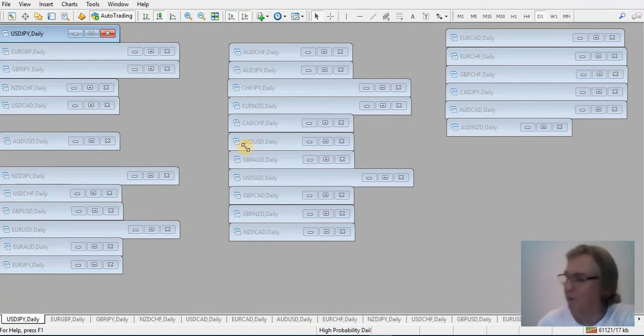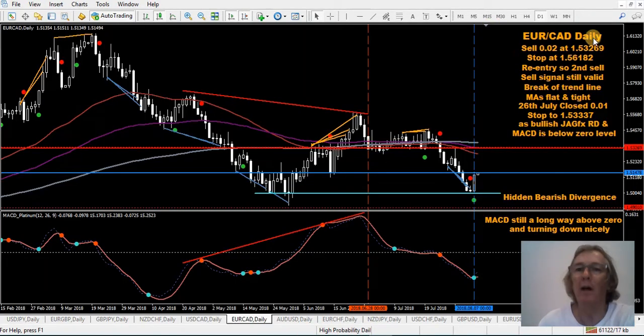Alright, let's have a look at the high probability daily charts. Euro CAD, what have I done here? Oh, here we go. Took a new buy this morning. I like this support level.